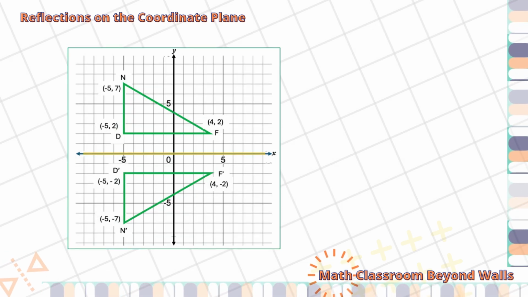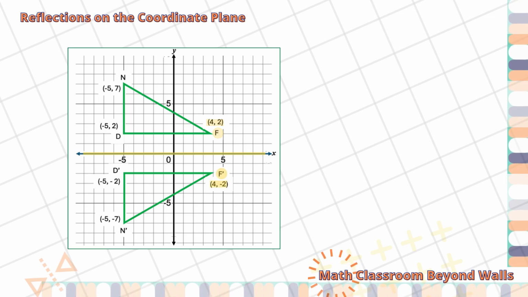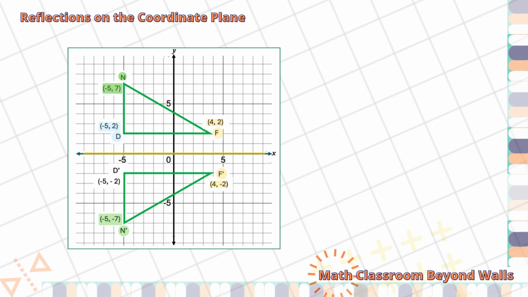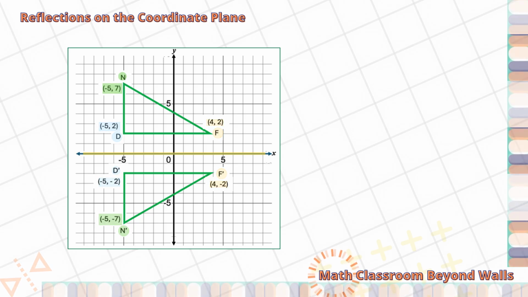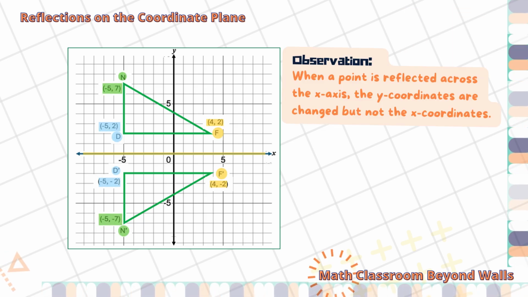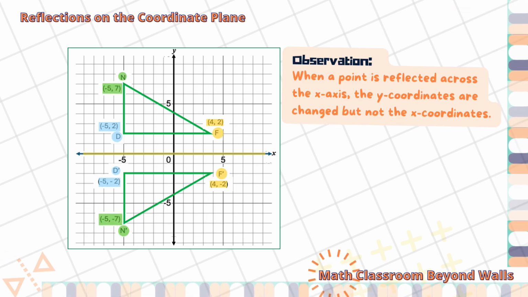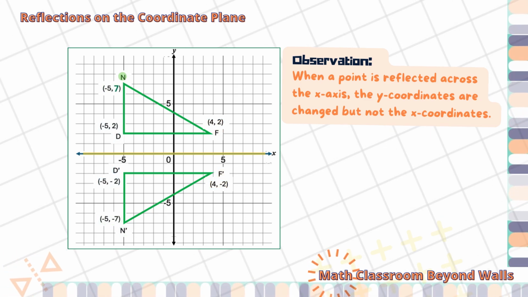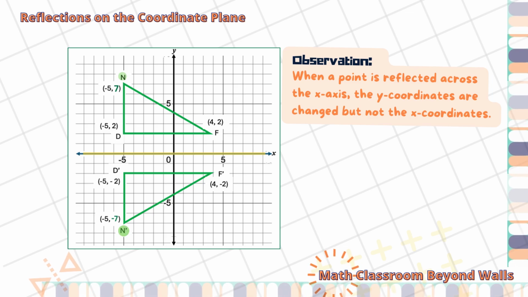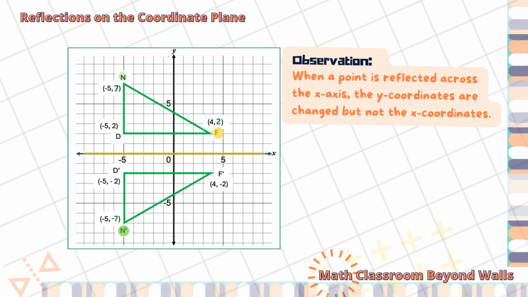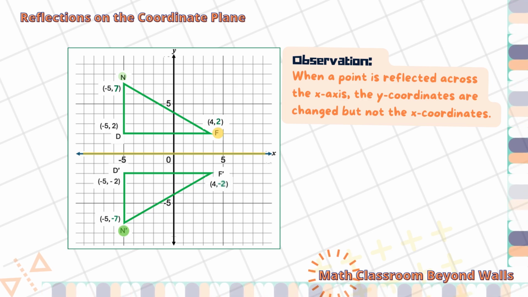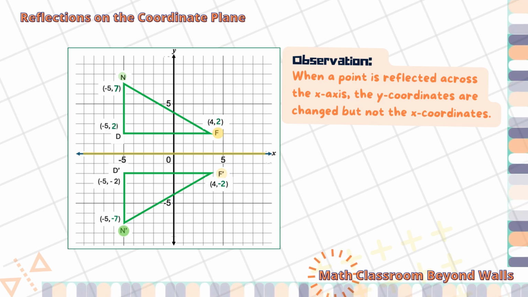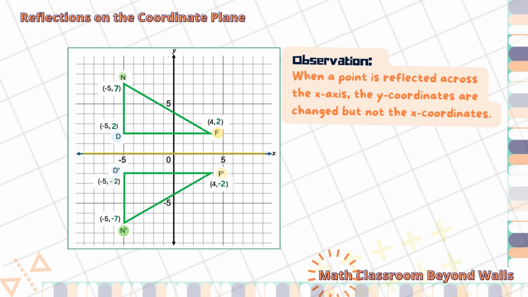Look at the corresponding coordinates. What do you notice, learners? Right, the y-coordinates are changed but not the x-coordinates. From 7 on point N to -7 on point N prime. From 2 on point F to -2 on point F prime. And from 2 on point D to -2 on point D prime.